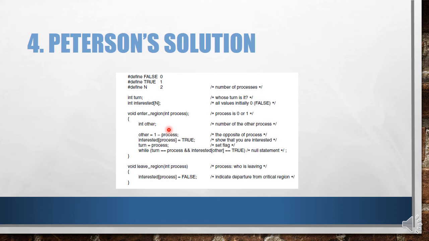After it has finished with the shared variables, the process calls leave region to indicate that it is done and to allow the other process to enter, if it so desires. Let us see how the solution works. Initially, neither process is in its critical region. Process 0 calls enter region. It indicates its interest by setting its array element and sets turn to 0. Since process 1 is not interested, enter region returns immediately. If process 1 now makes the call to enter region, it will hang there until interested 0 goes to false.